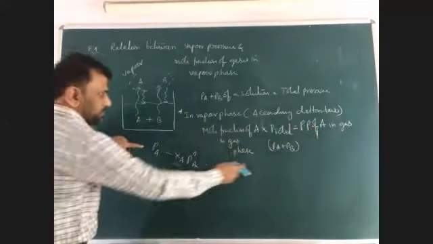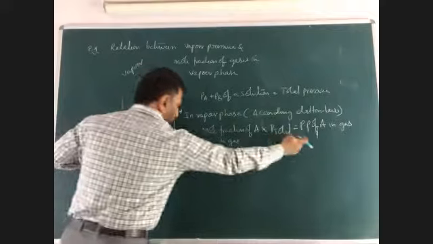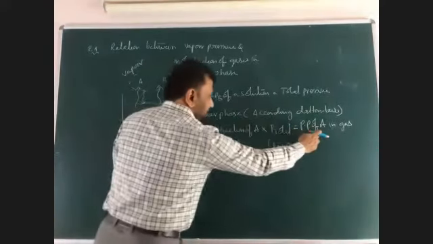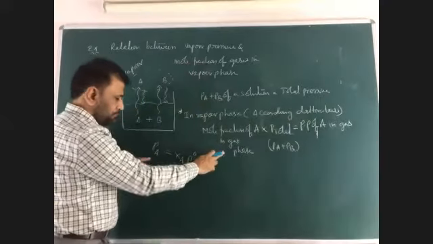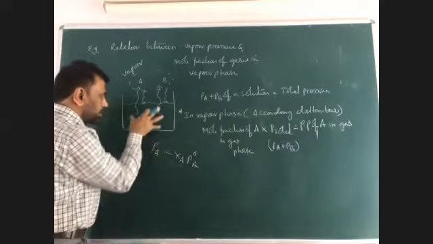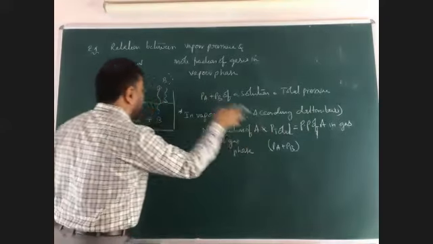Look at the difference. This is partial pressure, Raoult's law. This is partial pressure, Dalton's law. What is this? Raoult's law is applied for liquids. Dalton's law is applied for gases.